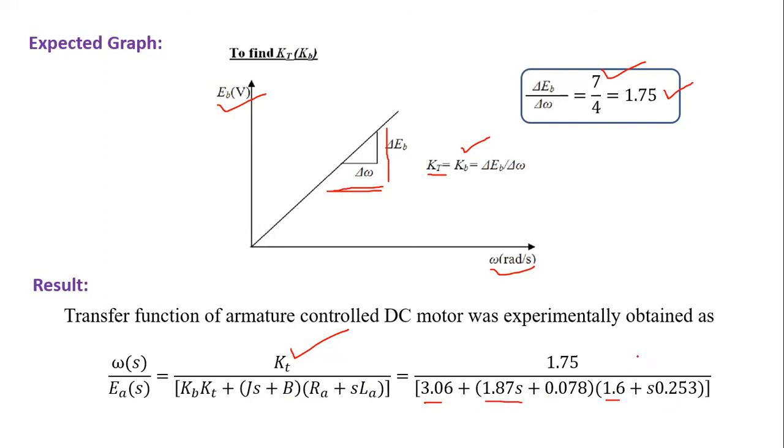If we substitute all the values, then this is the transfer function for the armature control machine, the armature control DC shunt motor. Once we know this transfer function, we can analyze the stability easily. Thank you.